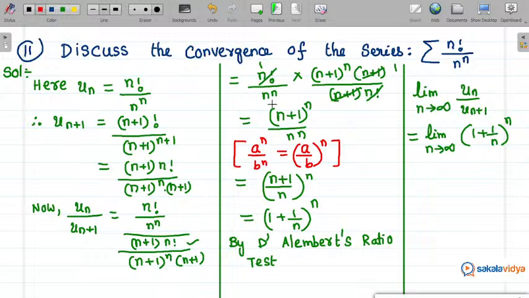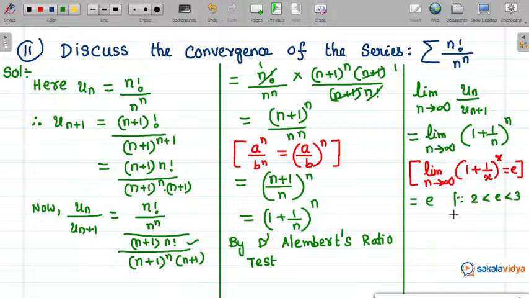Already in limits we have studied one of the standard results: limit n tends to infinity of 1 plus 1 by x whole to the power of x is equal to e. So this is equal to e, where e lies between 2 and 3, that is, 2 is less than e, and e is less than 3. Obviously e will be greater than 1. Therefore sigma un is convergent. Clear?